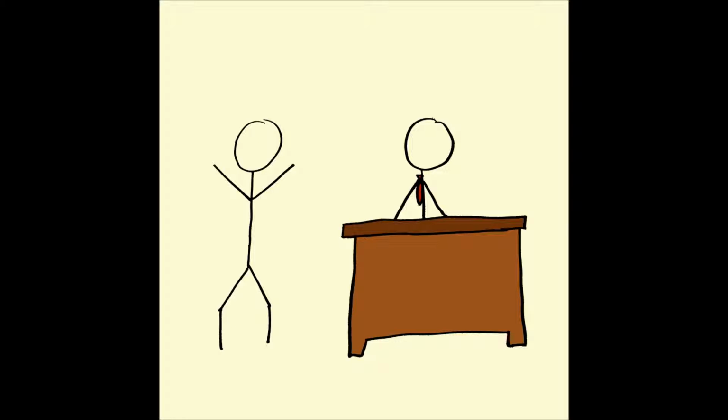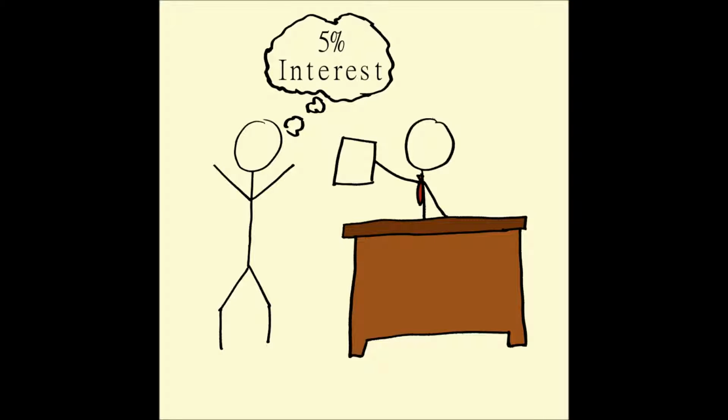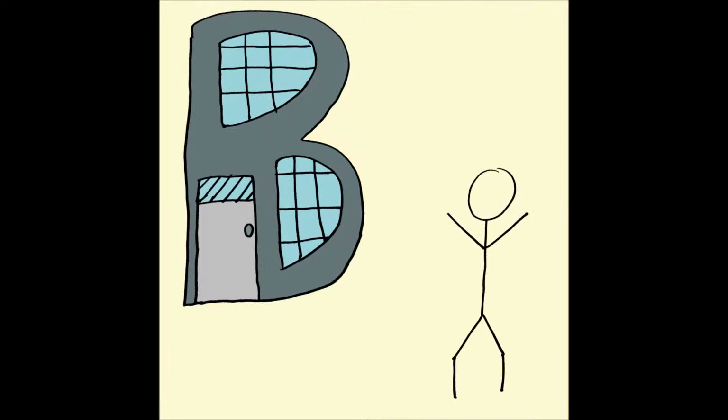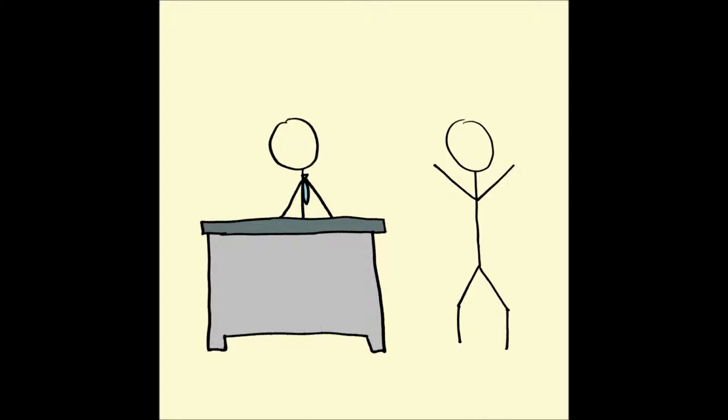You talk to the loan officer for a few minutes, and he lets you look at a loan agreement. The loan agreement has an attached interest rate of 5%. You decide to shop around a bit more before signing up. So you head to the other bank in town, specifically B Bank. You go through the same routine there.